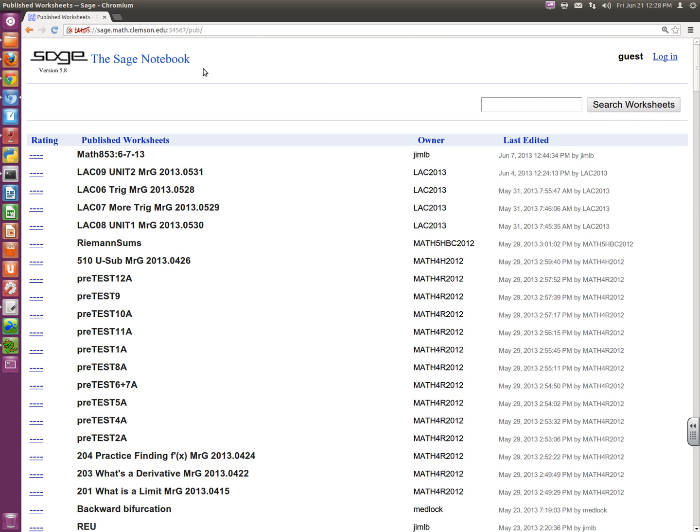Then we did a little bit with TI-83 programming. We didn't quite get to the TI-89 programming. We might do that next time.